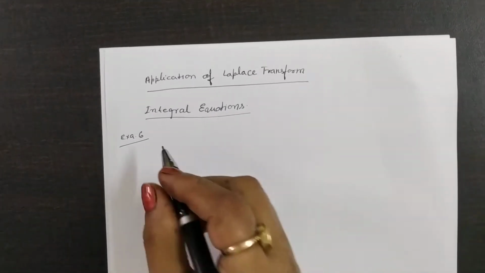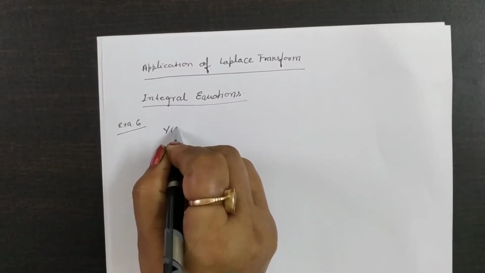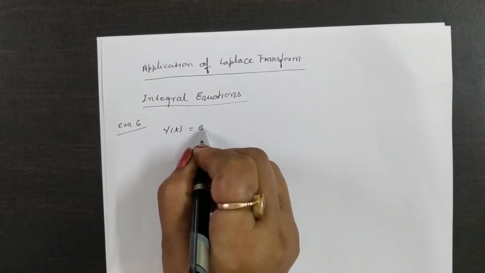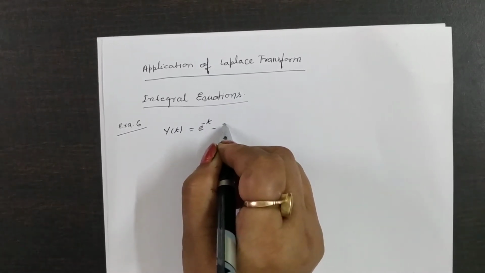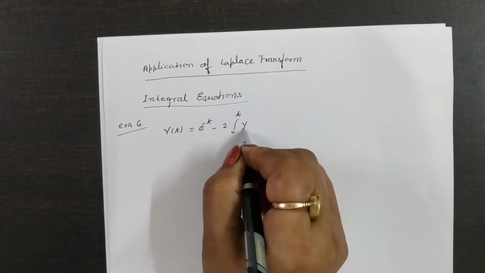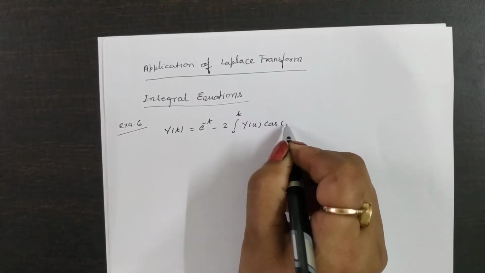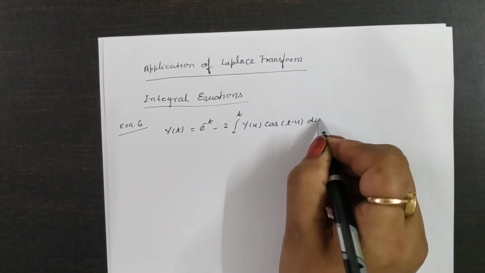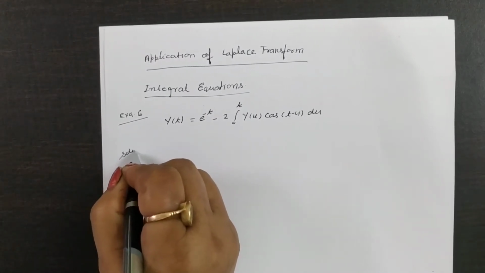So, you solve the problem: y(t) = e^(-t) - 2 ∫ from 0 to t of y(u) cos(t - u) du. Okay. So, the solution of this equation can be defined as follows.